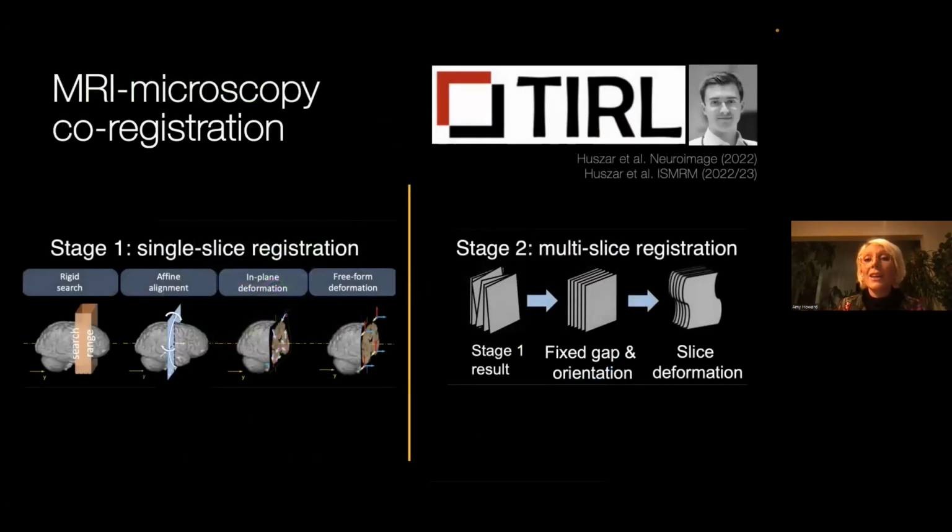In our lab, we luckily have the wonderful Istvan Hazar, who's developed a tool called TIRL, Tensor Image Registration Library, that was specifically developed to overcome these challenges of MRI microscopy co-registration. In BigMac, we use a 2-stage registration process, where in stage 1, we register each microscopy slide individually to the MRI, and in stage 2, we optimize over all of our slides simultaneously, as we found this could increase the precision of our registration.